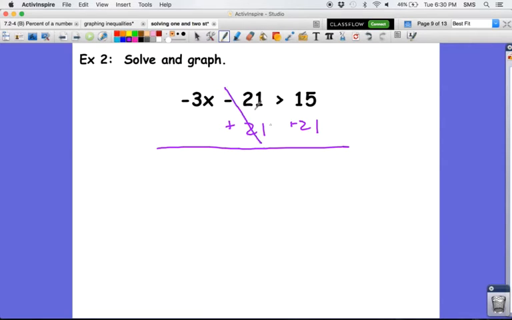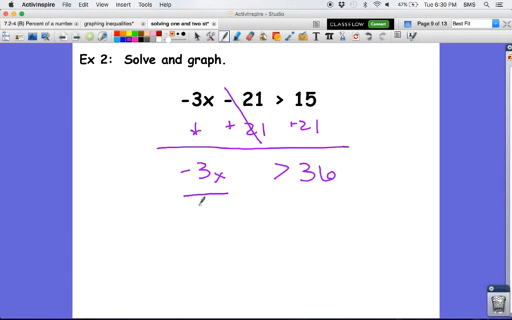These go away. That's the whole reason why I added 21, is I wanted to cancel it out. I wanted to get rid of it. I still have negative 3x. That's still greater than 15 plus 21, which is 36. I want to isolate my variable, so I want to get x by itself. So this is multiplication.